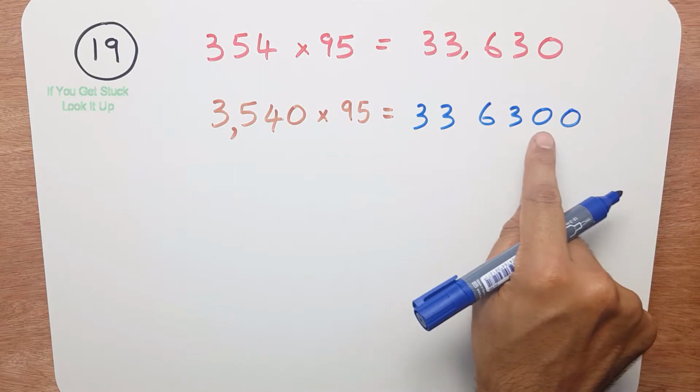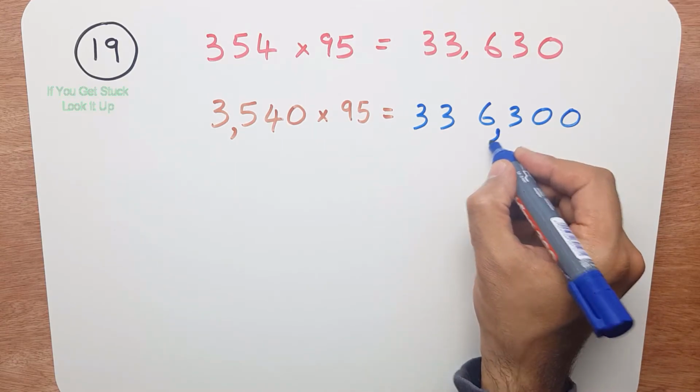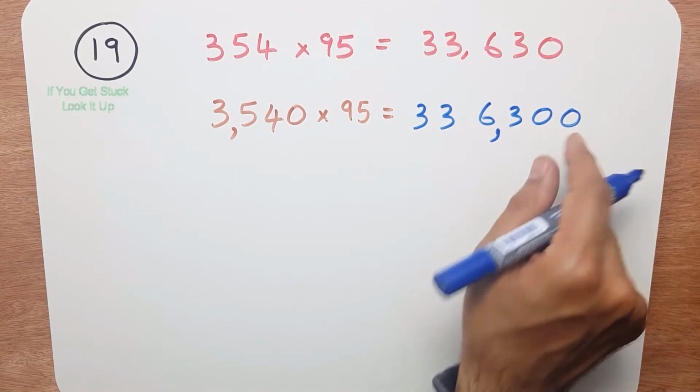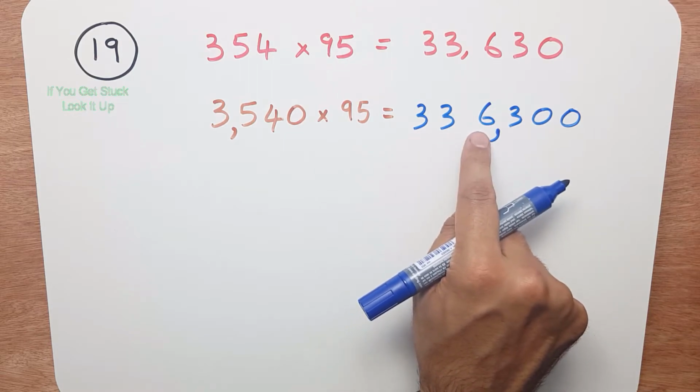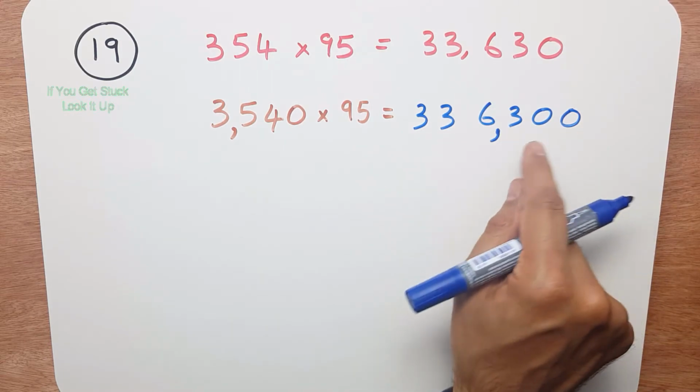As before, 1, 2, 3, comma. So this is our thousands. So it's 336,300.